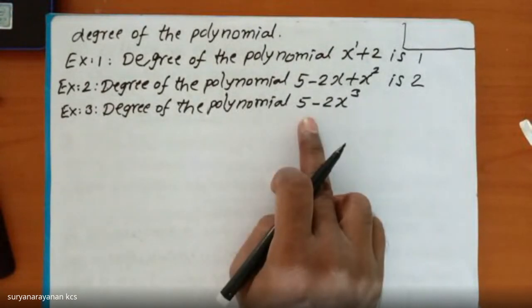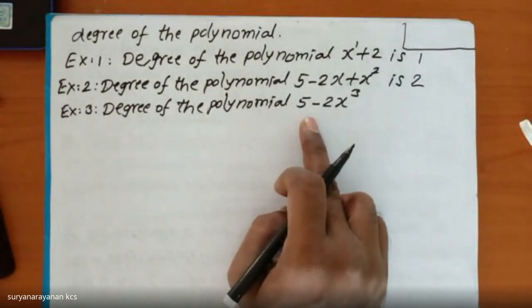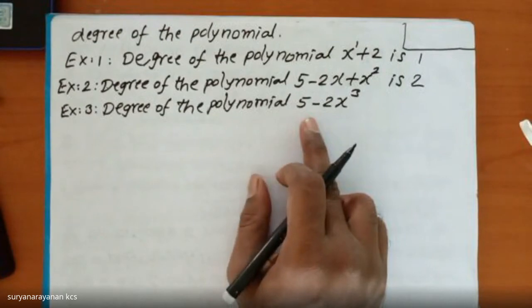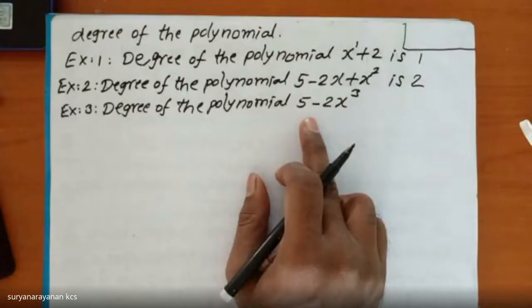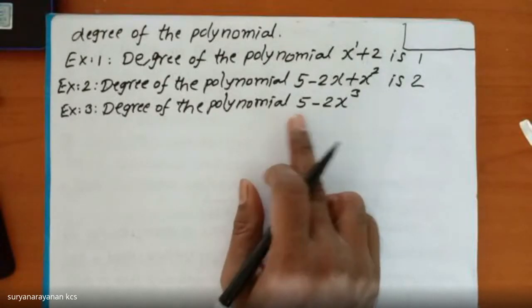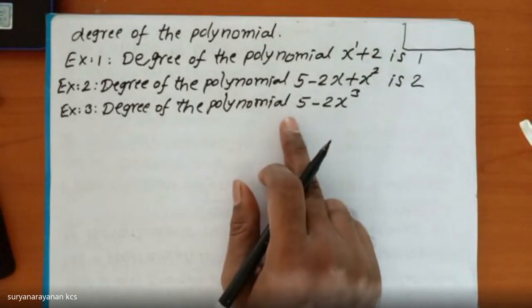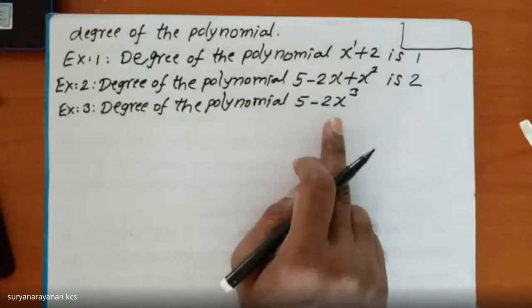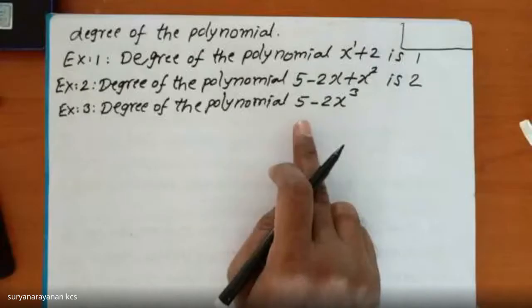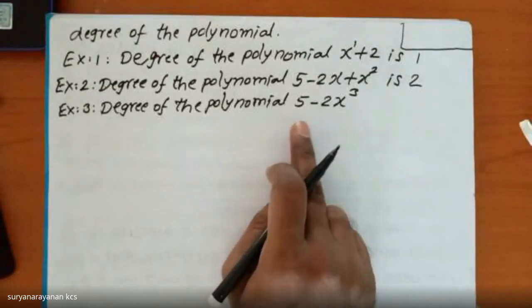How many terms are there? 2 terms, sir. Yes, very good. What are the two terms? Tell me. Constant and x variable. Sir, 5 and minus 2x cubed. What is the first term called here? Constant. Yes, very good.